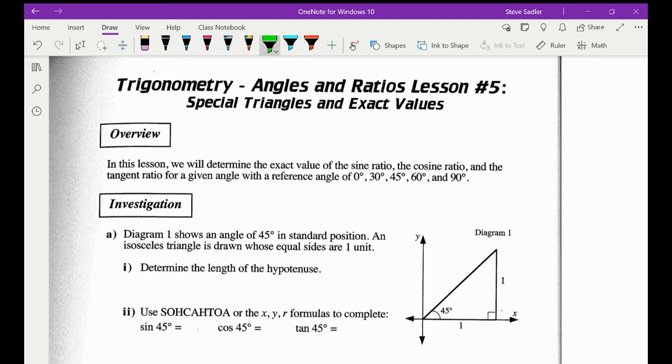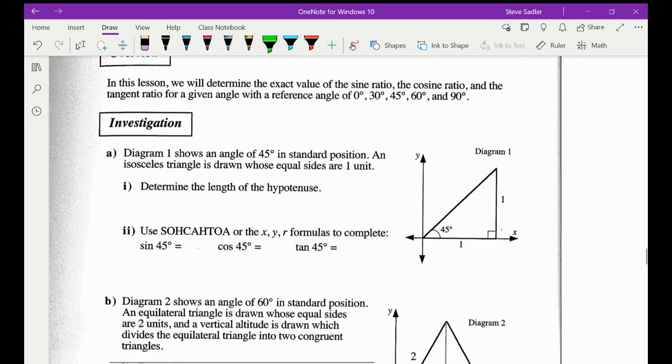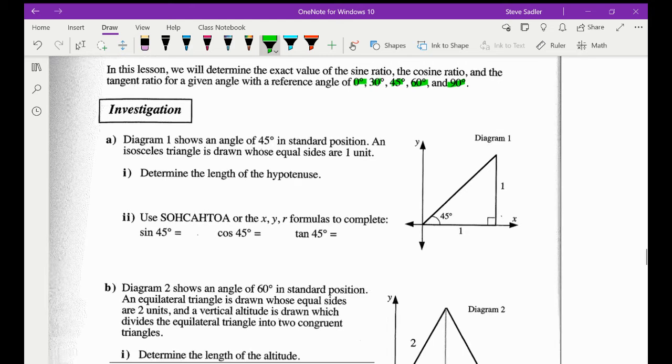So today we are looking at special triangles and exact values. In this lesson, we will determine the exact value of the sine, cos, and tan ratio for a given angle with a reference angle of 0, 30, 45, 60, and 90. So we're going to develop a quick strategy on figuring out the ratios with those reference angles. It's going to require a little bit of an investigation to start, but it won't take us too long.